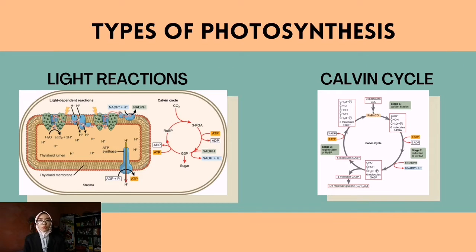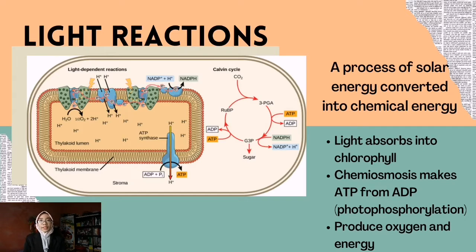Okay, so there are two stages of photosynthesis. There are the light reaction and the Calvin cycle. So here we have the light reaction. In this reaction, the energy from the sunlight is absorbed by the pigment chlorophyll. It's converted into chemical energy in the form of electron charge carrier molecules such as NADPH and ATP. The chemiosmosis makes the ATP from the ADP, and this process is called photophosphorylation. At the end of the process, the products will be oxygen and energy.